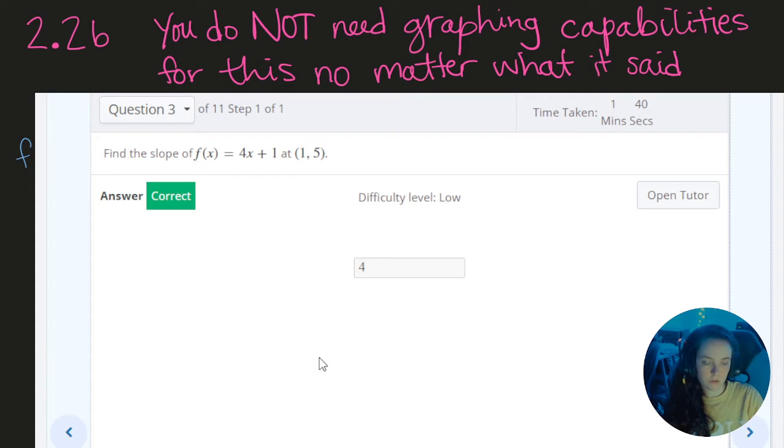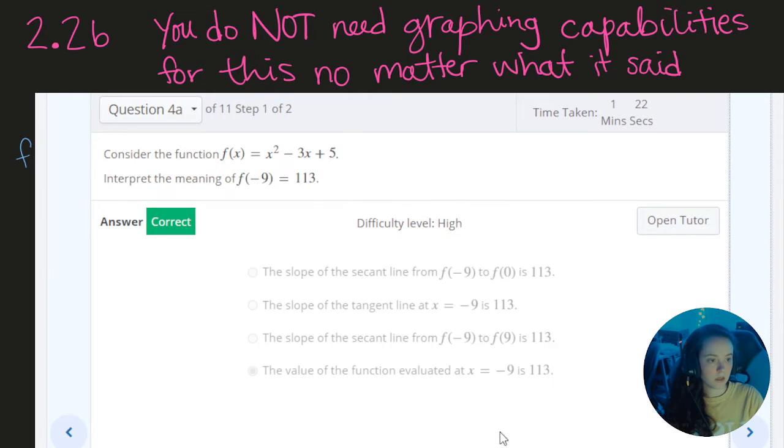This one goes back to what I said in the basics video. When you have it already in this mx plus b format, your slope is just right here. And if you actually tried to plug this in like we did with the derivative, you would get the wrong answer. If it's already in this format, you do not need to plug this in. It's just to trip you up. So the answer would have just been 4, which is what it was.